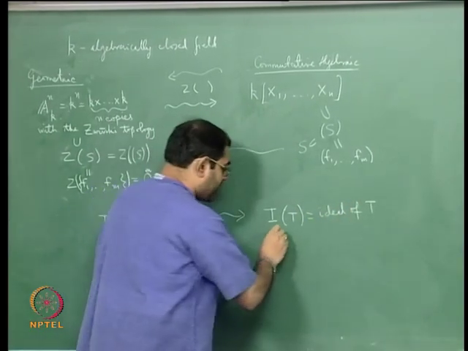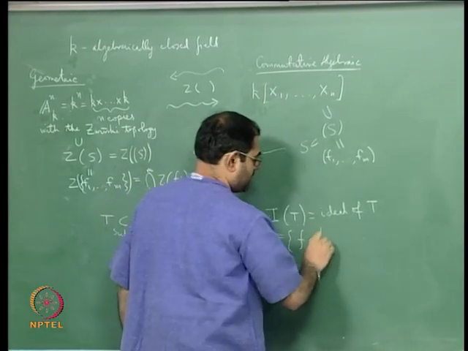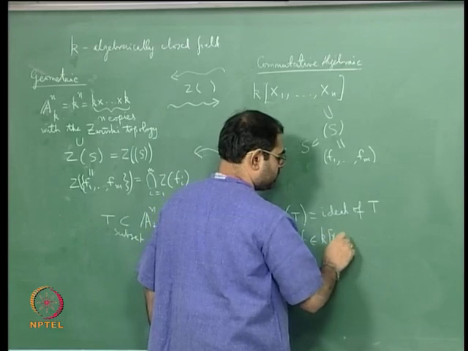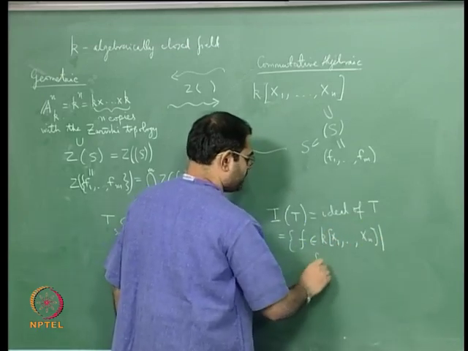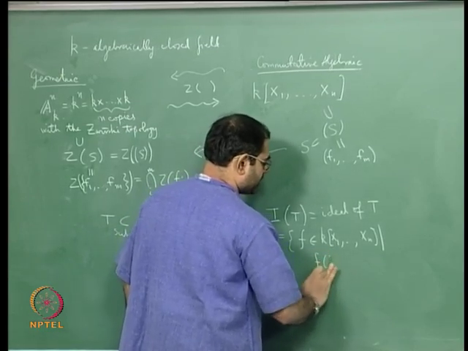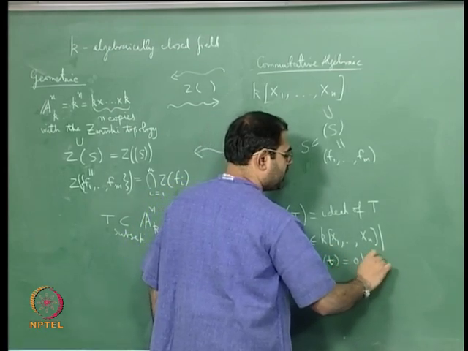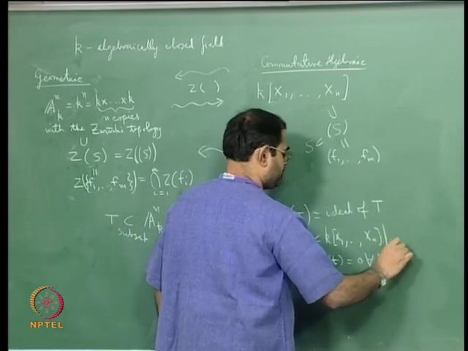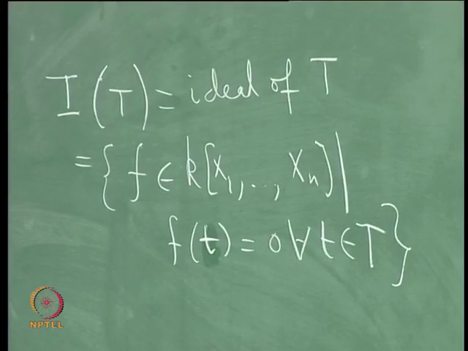And what is the ideal of T? This is the set of all polynomials in the polynomial ring such that f of t equal to 0 for every t in capital T. This is called the ideal of a subset.